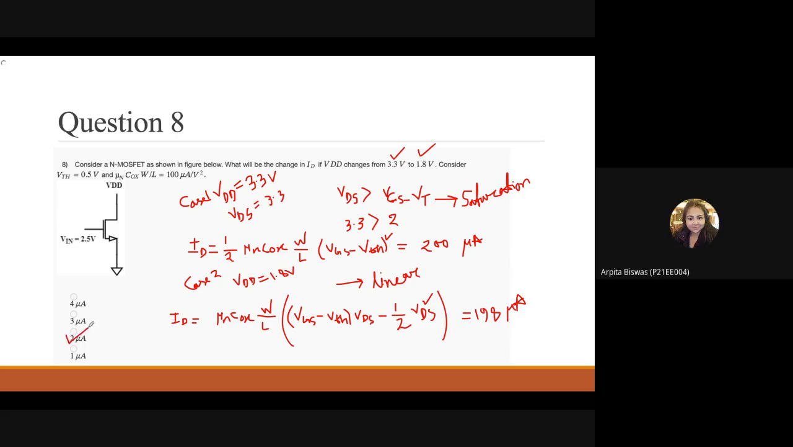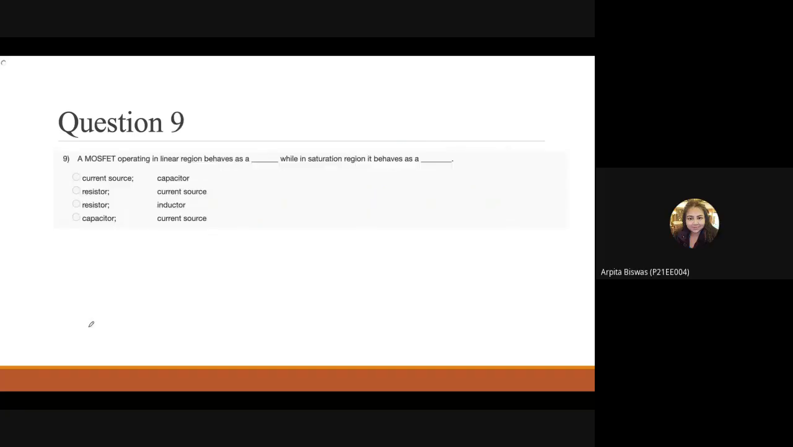So all of you got the answer? Is there any doubt? Or I can move to the next question. So this is question number 9. A MOSFET operating in linear region behaves as a dash, while in saturation region it behaves as a dash. First option is current source, resistor. Option B is resistor, current source. Option C is resistor, inductor. And option D is capacitor, current source.